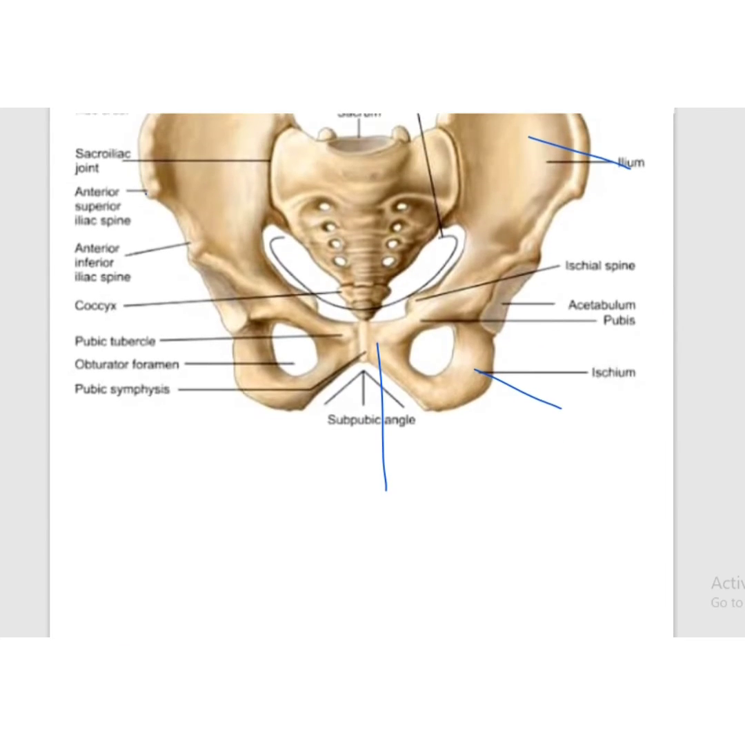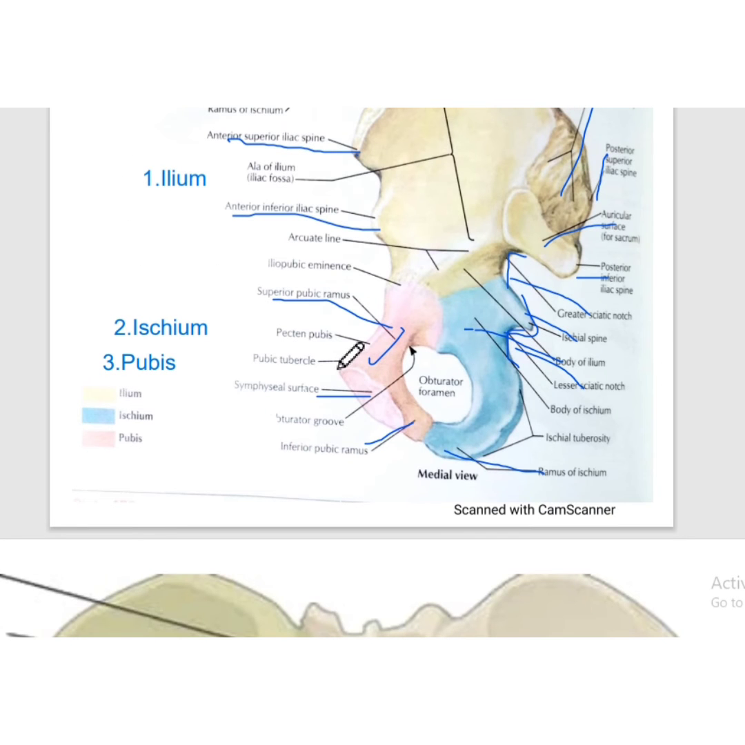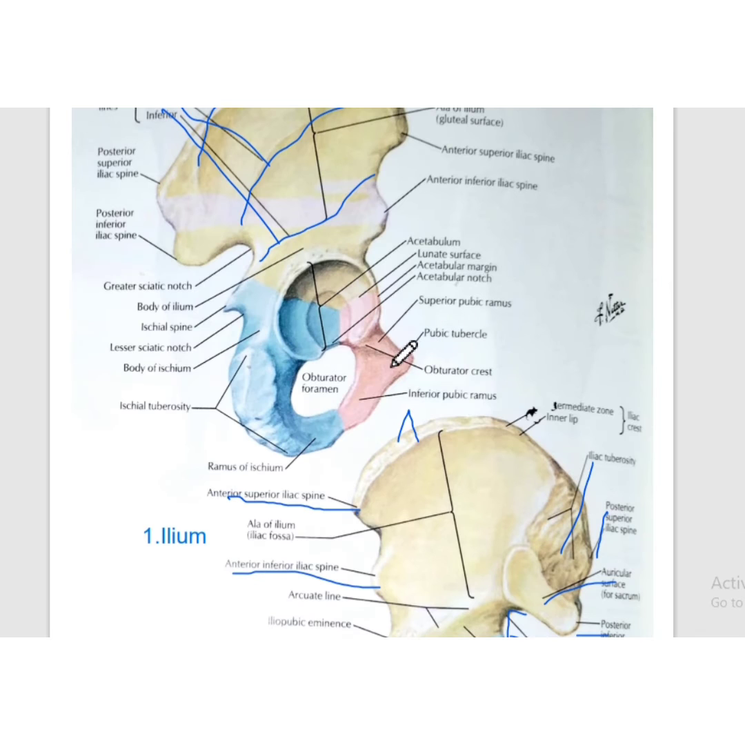Let me show you. Here you can see both hip bones are articulating with each other at this symphyseal surface and are forming the symphysis pubis. And this tubercle which is present above the symphyseal surface is called the pubic tubercle, and medial to this pubic tubercle there is a sharp margin called the pecten pubis, and on the outer surface there is also a sharp line which is called the obturator crest.